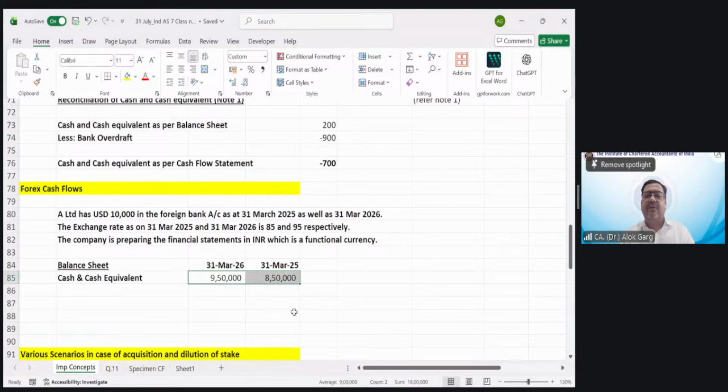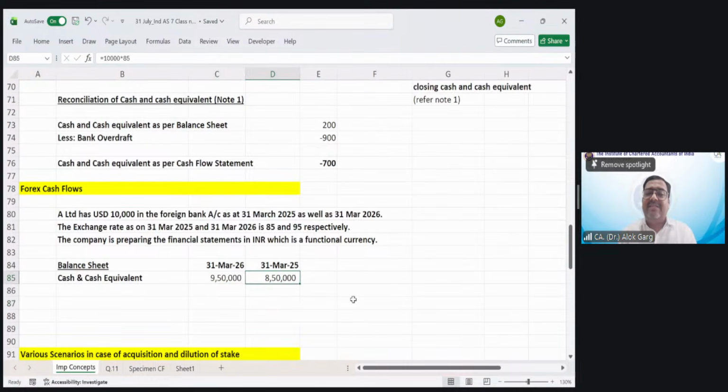So friends, you can see the opening cash and cash equivalent on 31st March 25 was 8.5 lakh and the closing cash and cash equivalent on 31st March 26 is 9.5 lakh. You can see the movement in the cash and cash equivalent. But tell me whether this cash and cash equivalent is having any change. No, there is no change in the cash and cash equivalent.